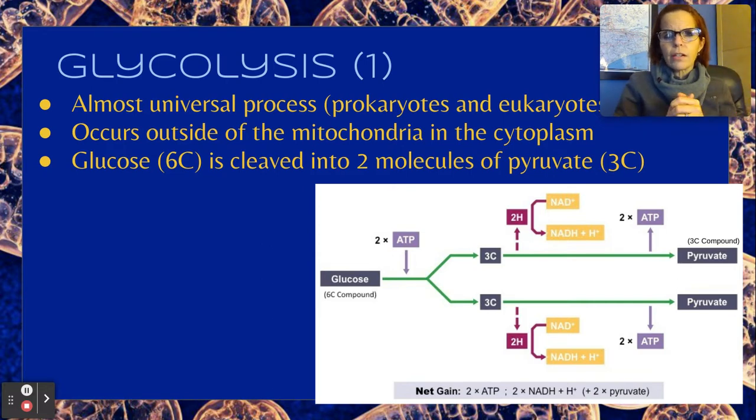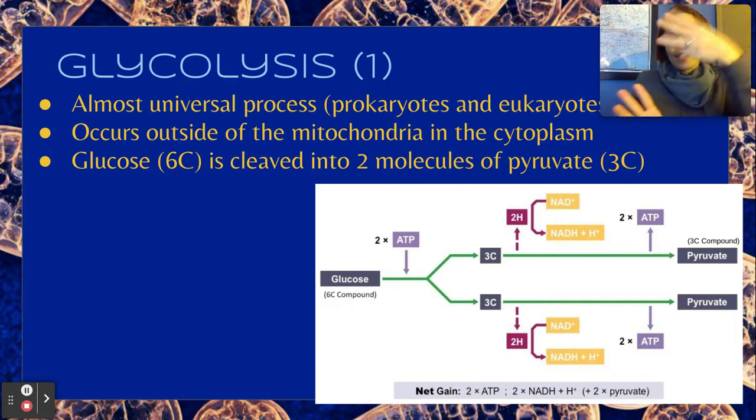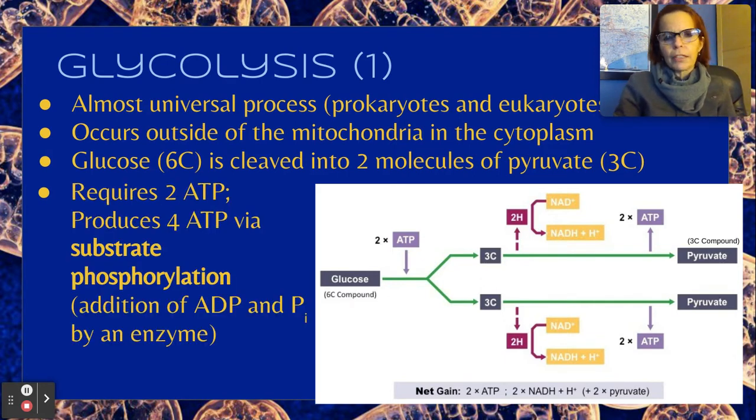We're starting with a 6 carbon. Look at the diagram. We're starting with a 6 carbon compound. We have to use ATP to cut it into 2 3 carbon molecules. And now you see it branch with those 2 3 carbon molecules. The bullet point says it requires 2 ATP to do the cleaving, but then, follow the diagram along, it produces 4 ATP. So we say the net total of glycolysis is 2 ATP. We used 2, we made 4, so our total is 2 that we have produced during glycolysis.